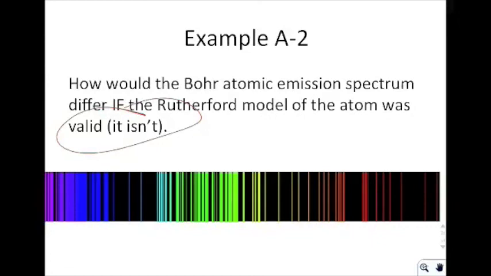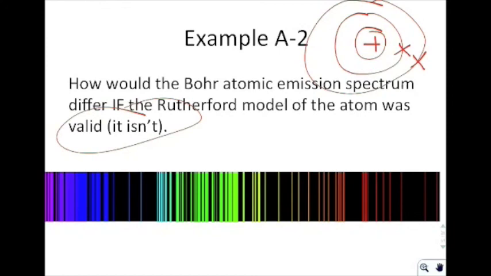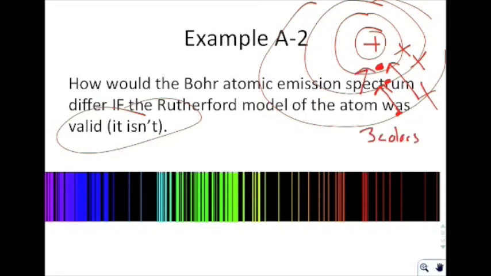So if you look, the Bohr model of the atom says electrons are here or here, or if you had another one, here. In this case, in the Bohr model of the atom, an electron can go from here to here, or here to here, and produce light, or it can actually go from here to here as well. So there are three colors of light that can be produced.